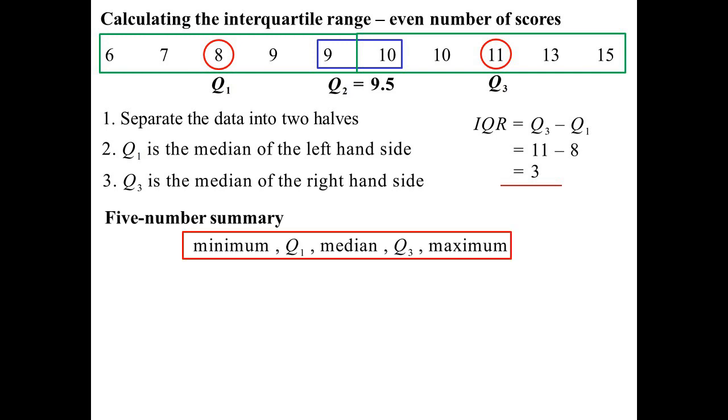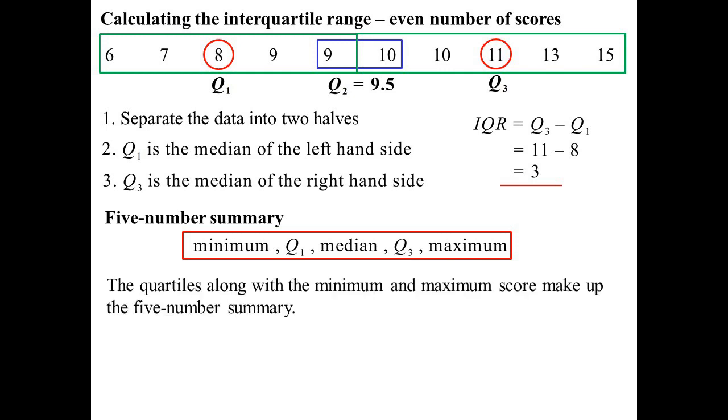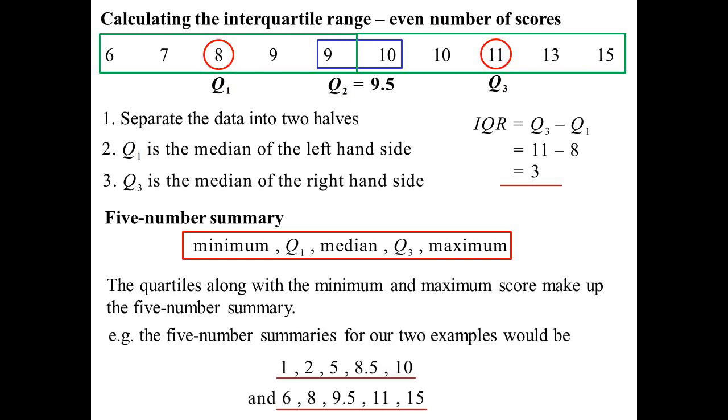This brings up a thing called a 5-number summary. The 5-number summary of data is when we write down the minimum, Q1, the median, Q3, and the maximum. So basically it's the quartiles, but we also include the minimum and the maximum score. That's our 5-number summary. So our 2 different examples there would have 5-number summaries. Well, the first one was 1, 2, 5, 8.5, and 10. And our second one there, 6, 8, 9.5, 11, and 15.